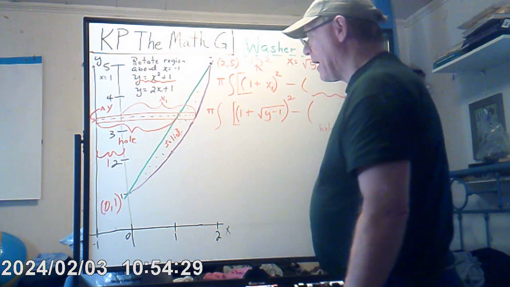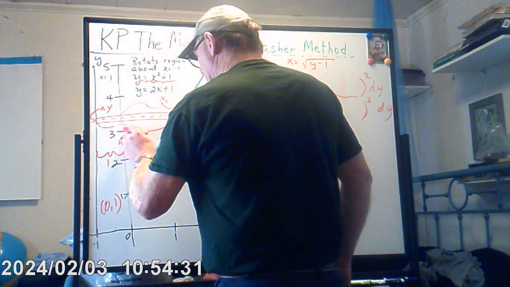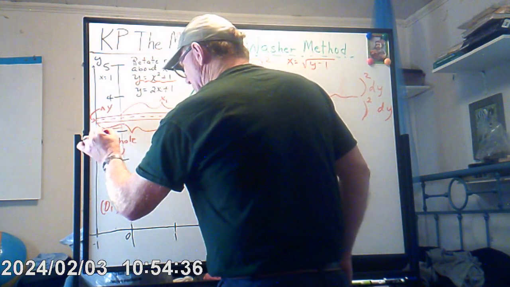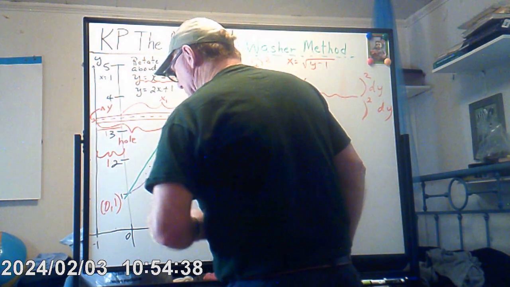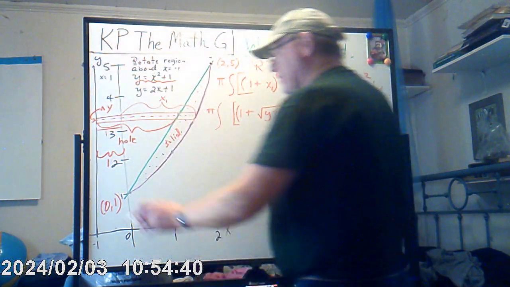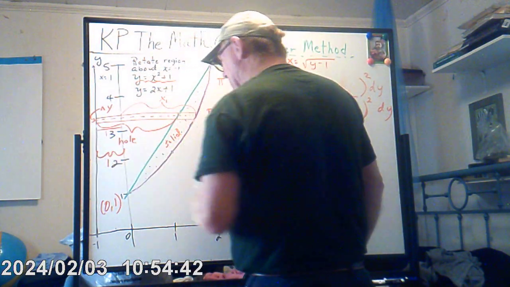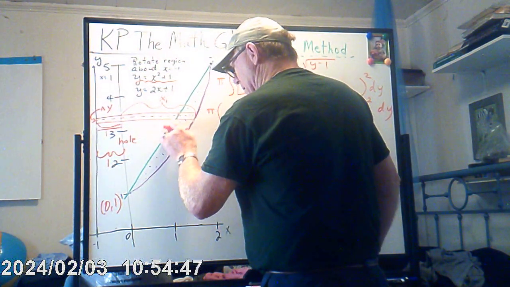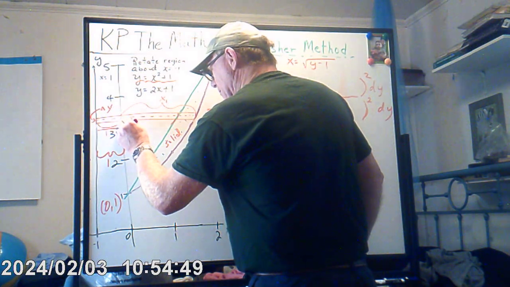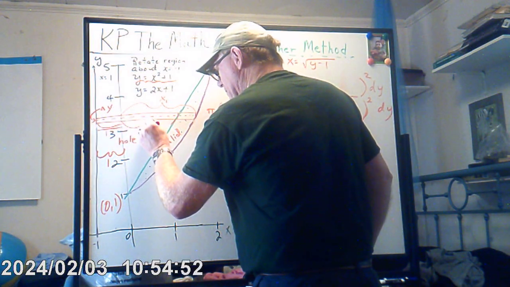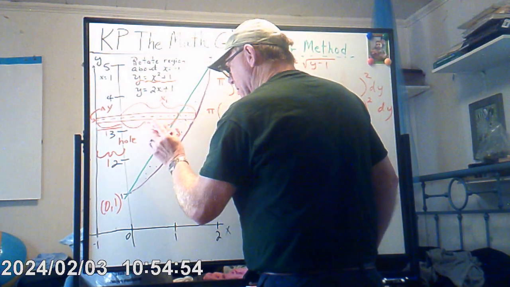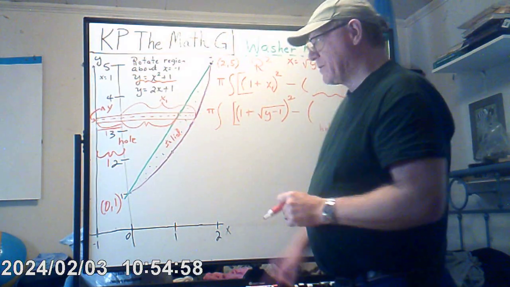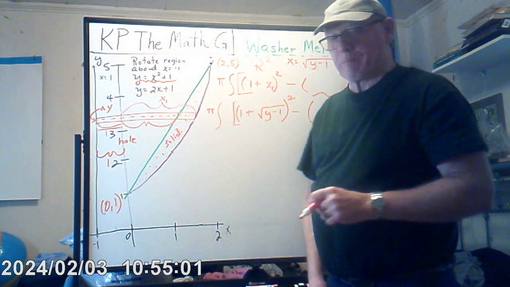Alright, so let's see. How long is this hole? Well, we know it's 1 unit long. Okay, that's 1. We've already established that from the other problem. And how far is it from here, from the y, to this green line? Which, by the way, is 2x plus 1.